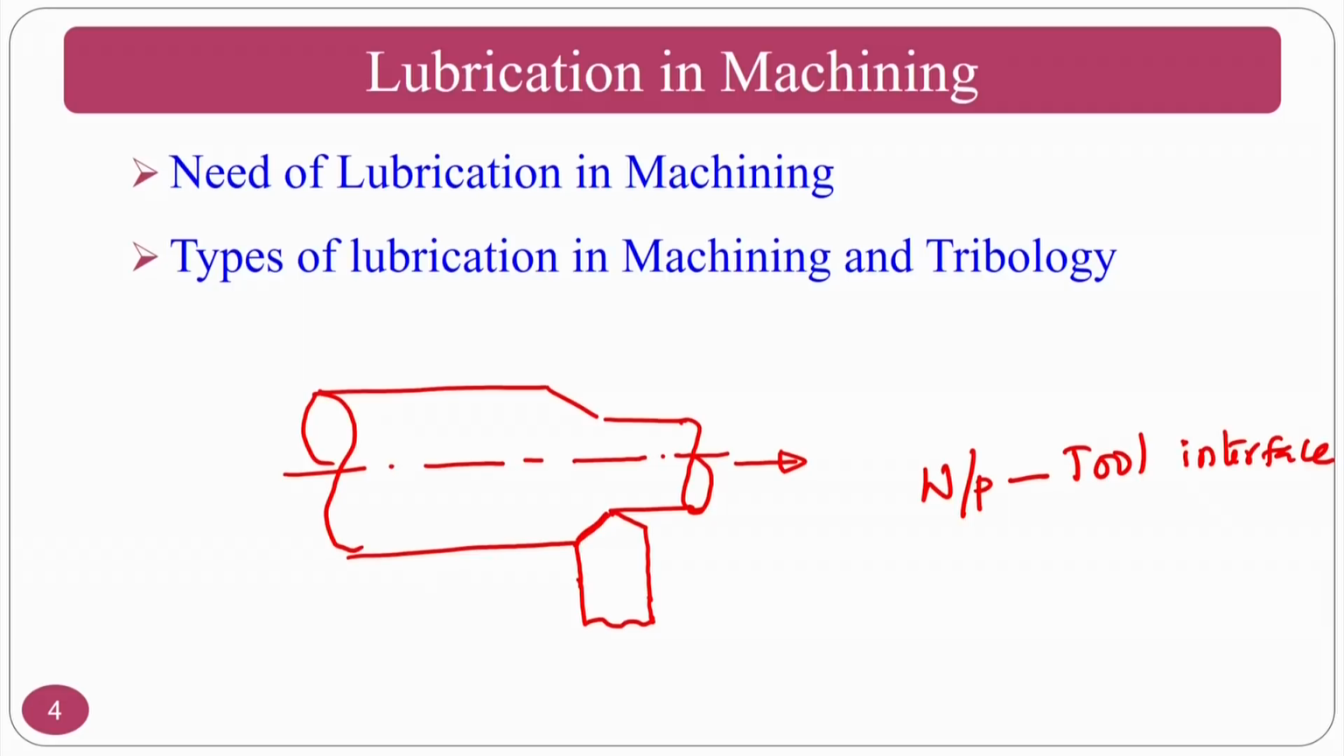If the lubrication is provided in the chip-tool interface also, if you provide it in these two, what will happen? The frictional heating that we have seen in the previous class will be reduced. What I mean to say is that there are two types of heat. Because of the plastic deformation taking place at a severe level, that is the main cause of heat generation. At the same time, frictional heat between the chip and tool, as well as the tool and final product, also takes place. You can eradicate the second one by providing lubrication.